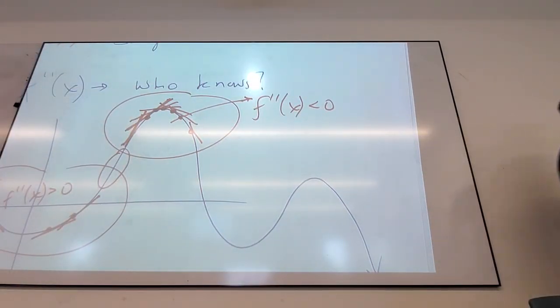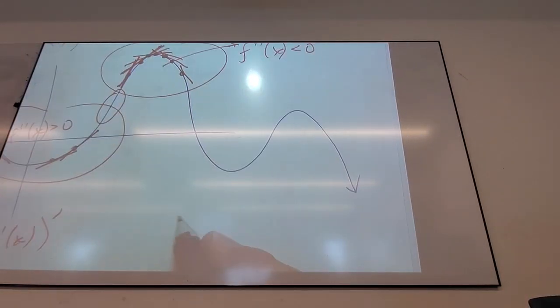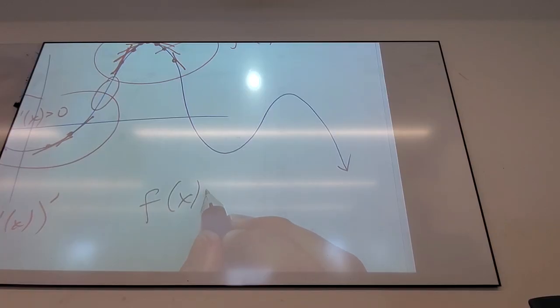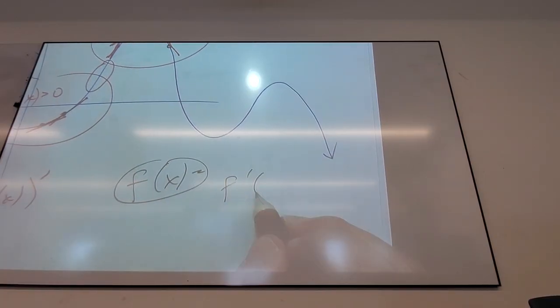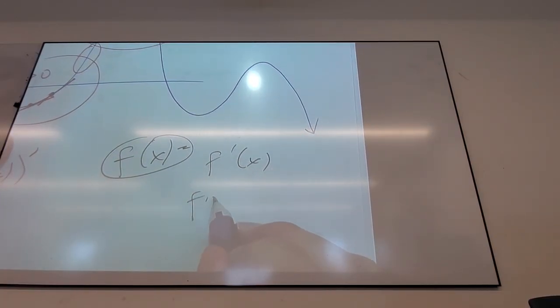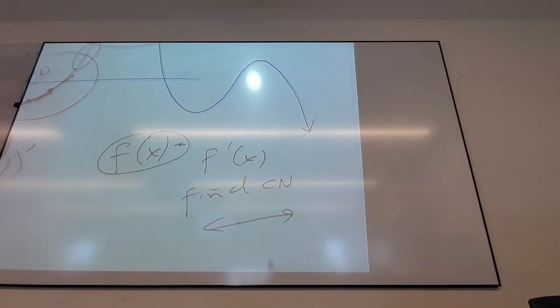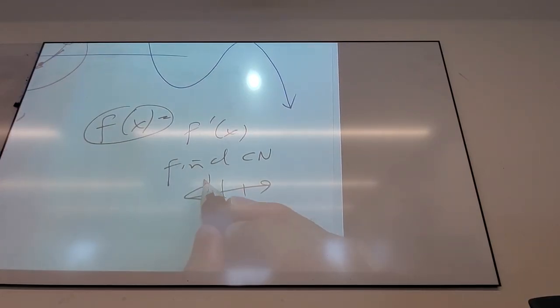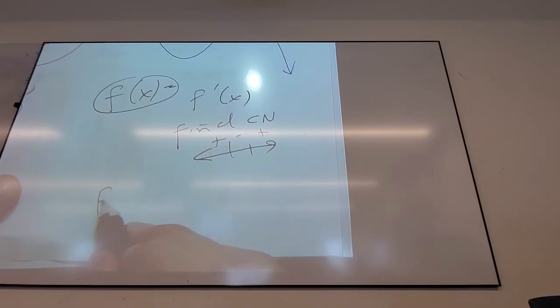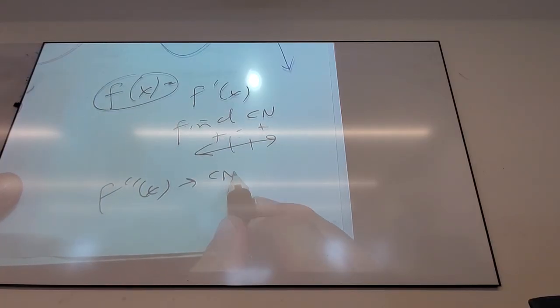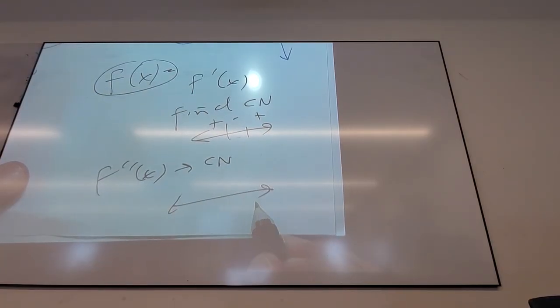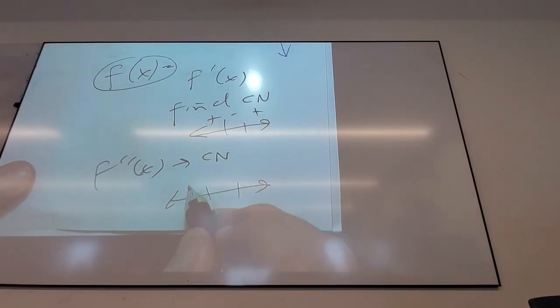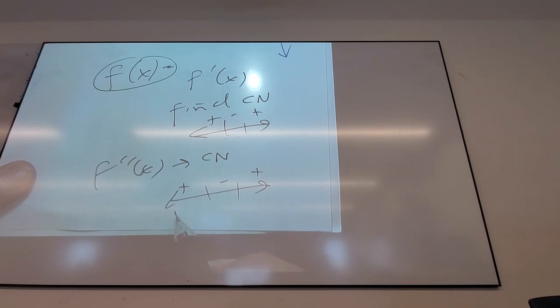So some of you might understand what we're about to do. We take f of x, we get f prime, we find critical numbers, we make a sign diagram, and we find our pluses and our minuses. Then we do f double prime, get its critical numbers, and make a sign diagram for it. Where it's positive, it's concave up, and I can put a little smile underneath it. Where it's negative, concave down.